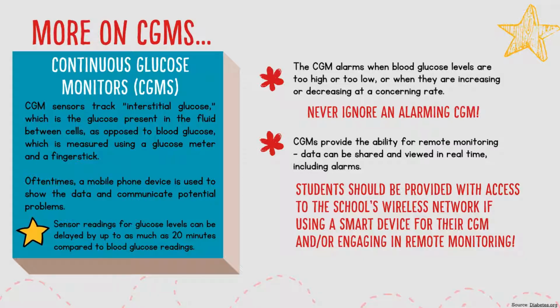The benefits of continuous glucose monitors are that they alarm when blood glucose levels are too high or too low, or when they are increasing or decreasing at a concerning rate. These alarms should never be ignored. They also provide the ability for remote monitoring. Data can be shared and viewed in real time, including alarms. Because of this, students will often carry a mobile smart device and will need access to the school's wireless network.